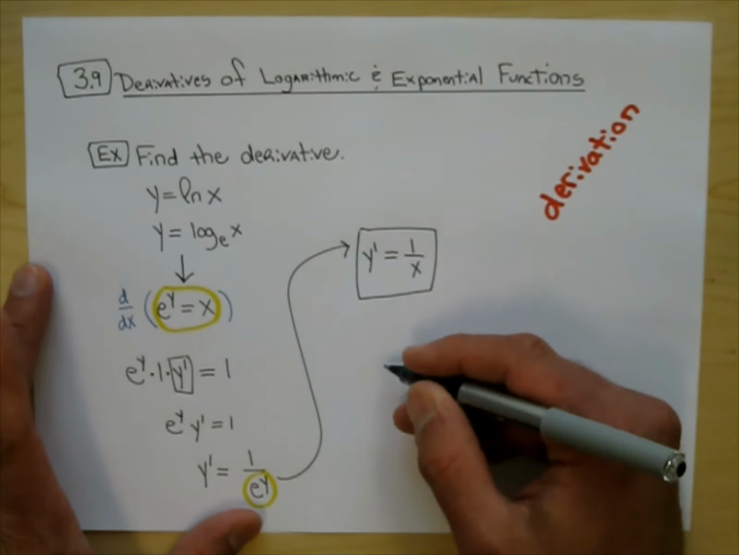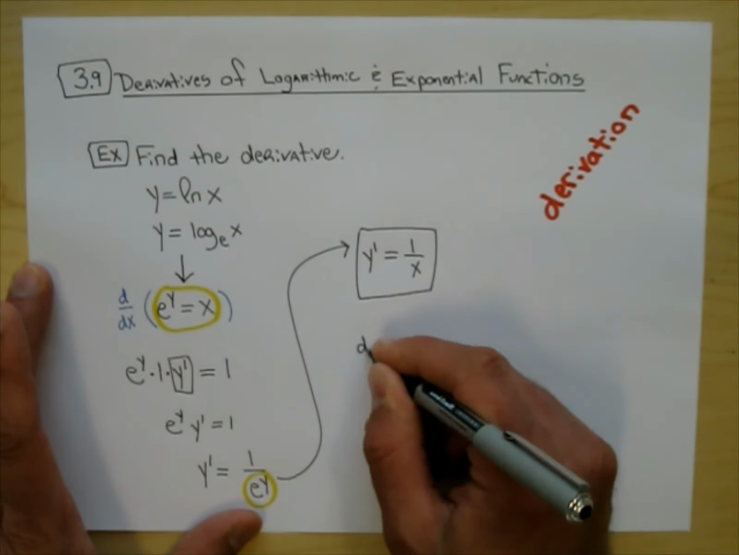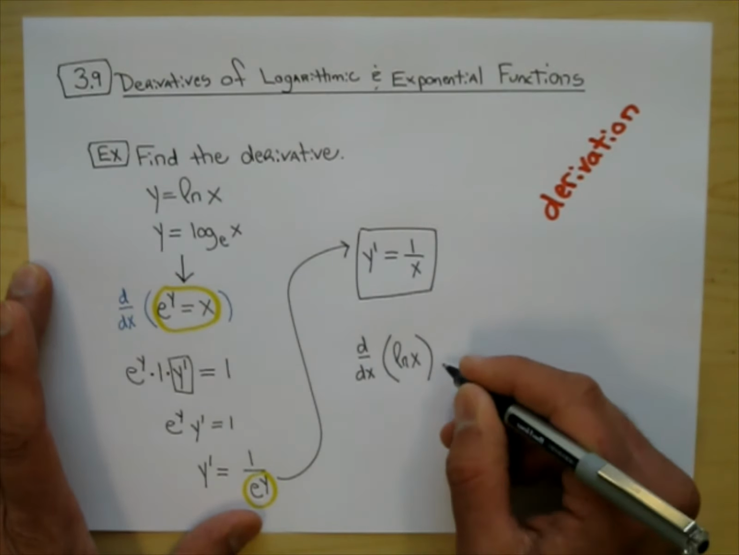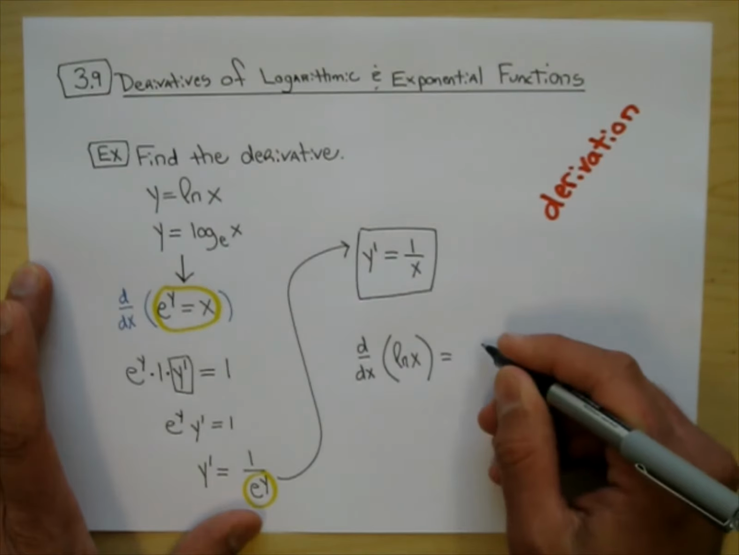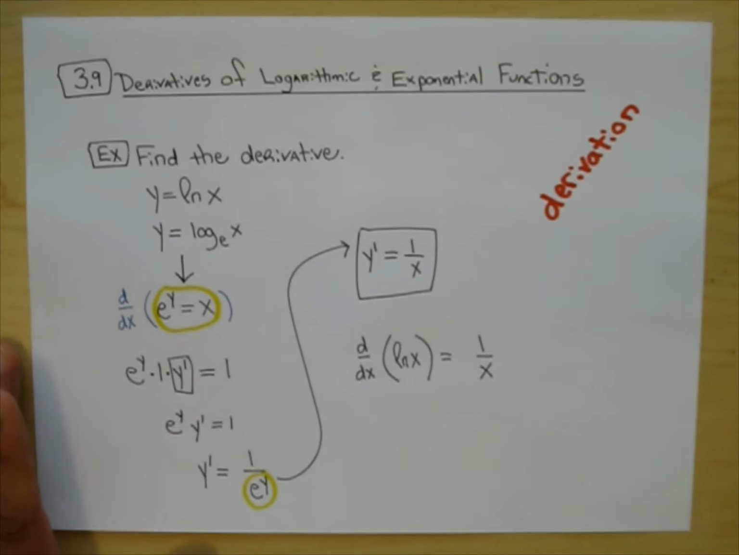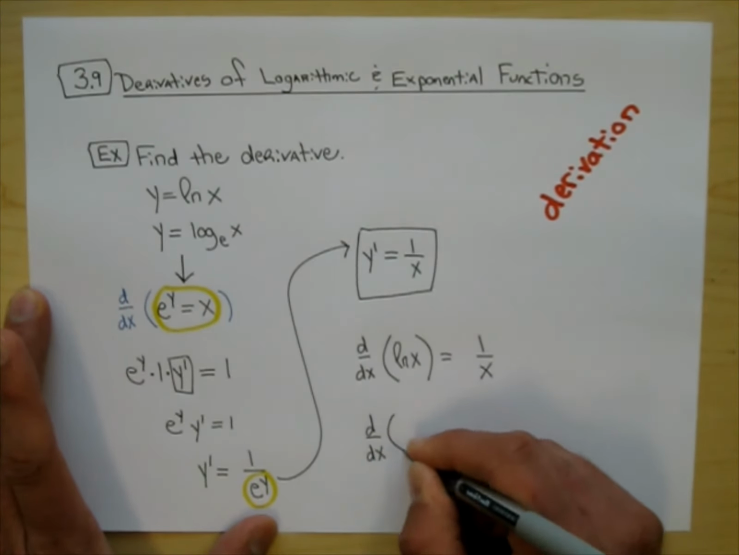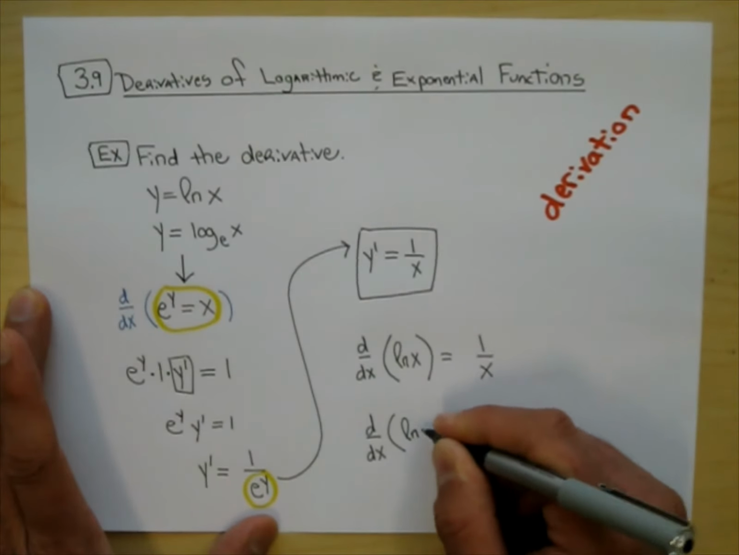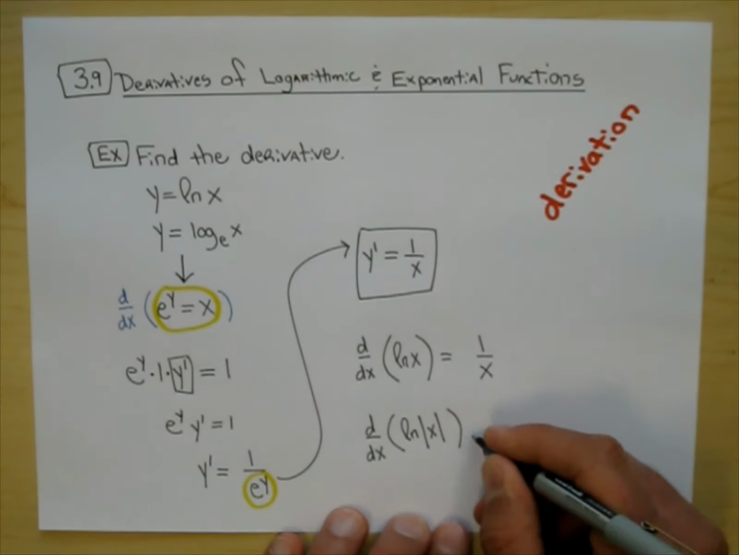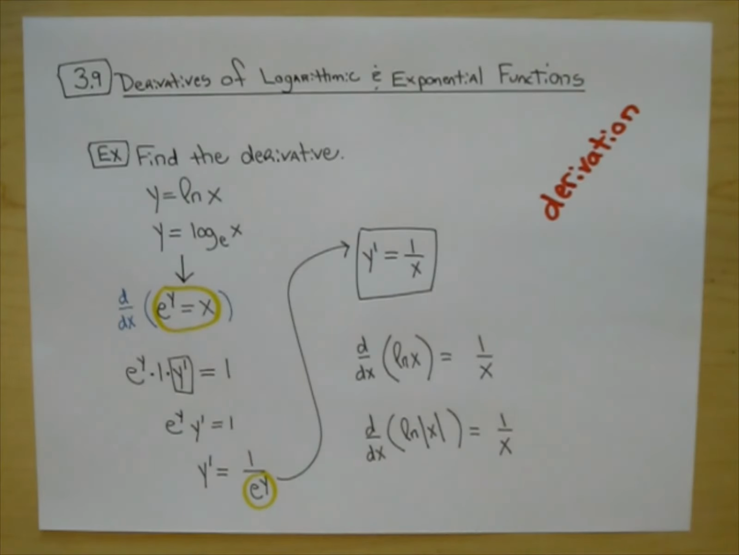So let's go ahead and write out what we just found. The derivative of ln x equals 1 over x. Here's another one that you'll see in your book. The derivative of the ln absolute value x is still just 1 over x.